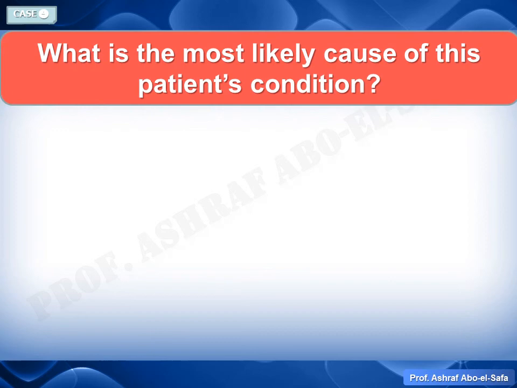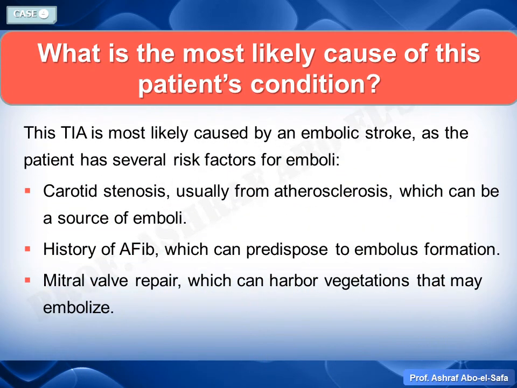What's the most likely cause of this patient's condition? This TIA is most likely caused by an embolic stroke, as the patient has several risk factors for emboli. Carotid stenosis, usually from atherosclerosis, can be a source of emboli. History of atrial fibrillation can predispose to embolus formation. Mitral valve repair can harbor vegetations that may embolize.